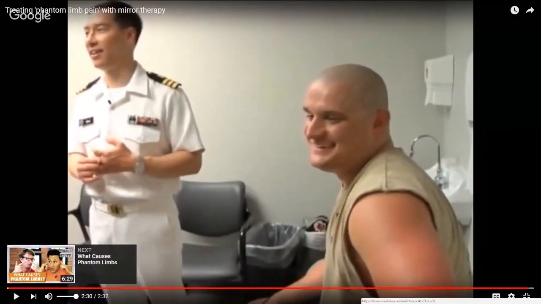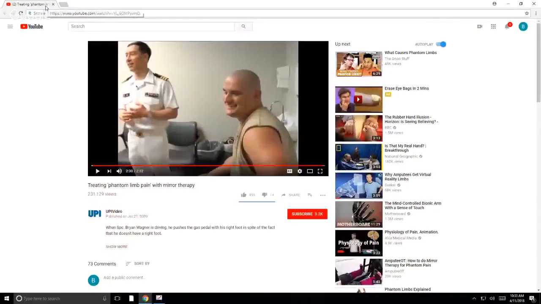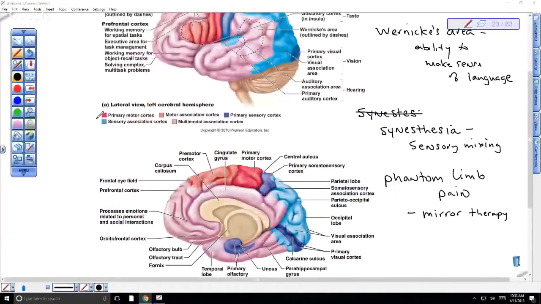Okay. So I think that's very interesting, the whole idea of phantom limb. And it's almost like our perception of our body is that our body is just kind of like a puppet, right? And what we're perceiving in our brain is what we actually sense as our body.